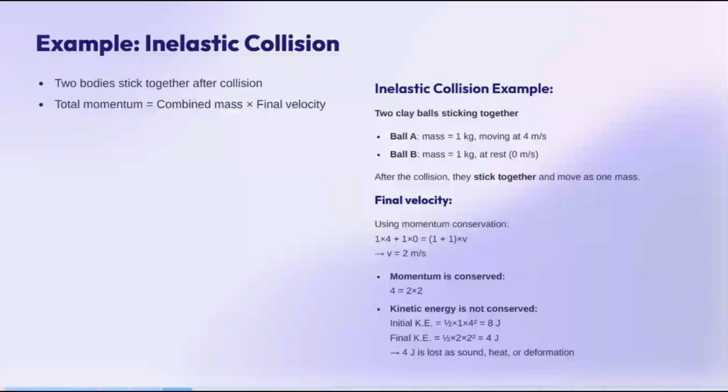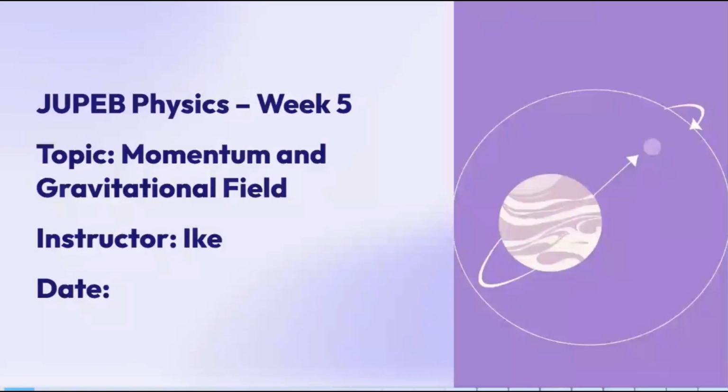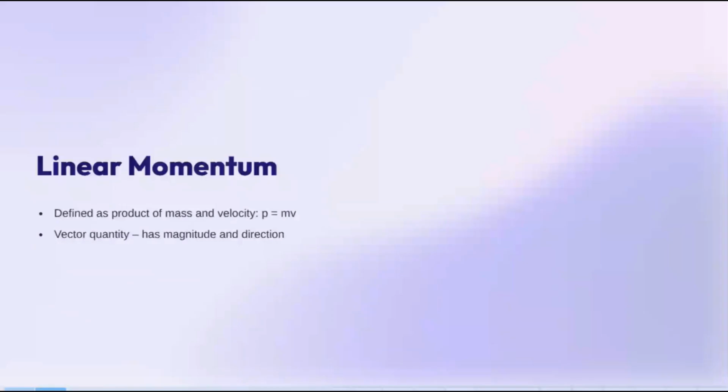From the beginning, we started by talking about momentum, gravitational force and gravitational field. I said that the formula for momentum can be simply called linear momentum, so you can hear it as momentum or linear momentum. The formula for momentum is always mass times velocity, and momentum is represented with the letter P. It's a vector quantity. If you remember what I said about vector quantities, they have magnitude and also direction.